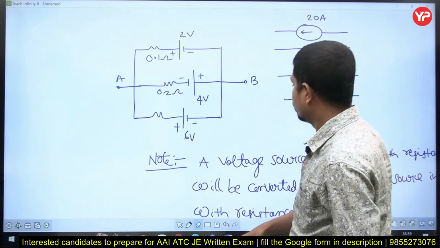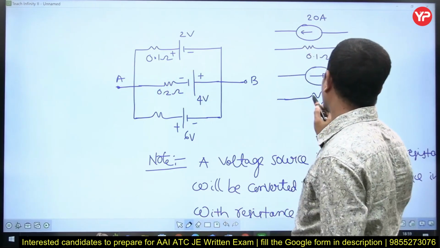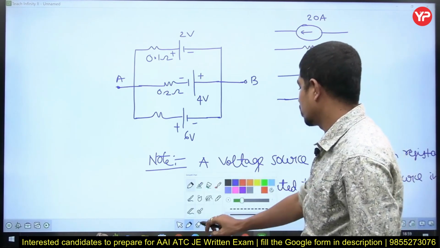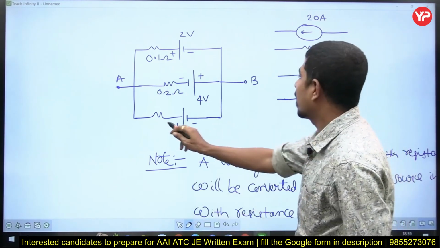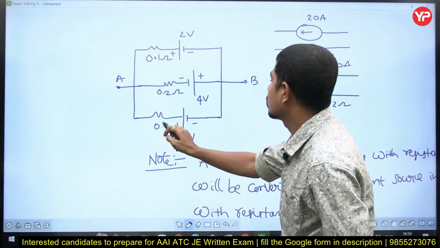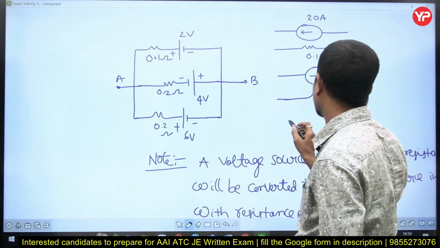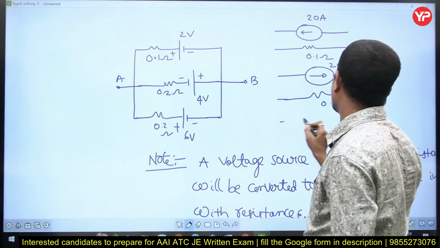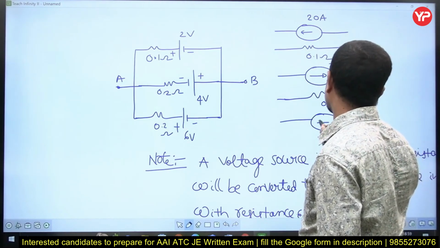Come here. I have another voltage source in series with a resistance. How much is this? I think this is also 0.2 ohm, right? That is the first current. How much is the current? The current will be 30 in this direction.